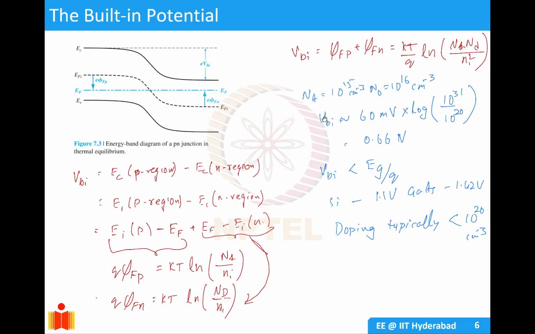So if we calculate the built-in potential at room temperature, kT by q would be 60 millivolts. So you convert ln to log and you multiply with kT by q, it becomes 60 millivolts. So it will be 60 millivolts into log of 10 power 31, 15 plus 16, 31, by Ni square 10 power 20. So this is log 10 power 11, so that will be 60 millivolts into 11. So it becomes 0.66 volts.